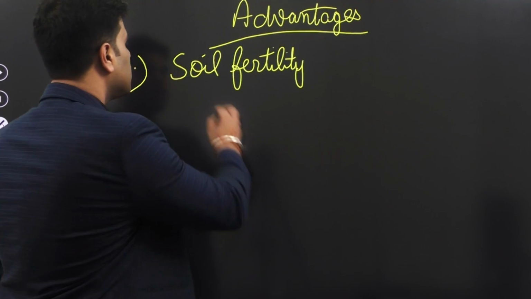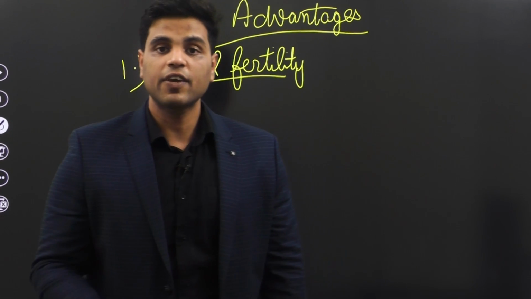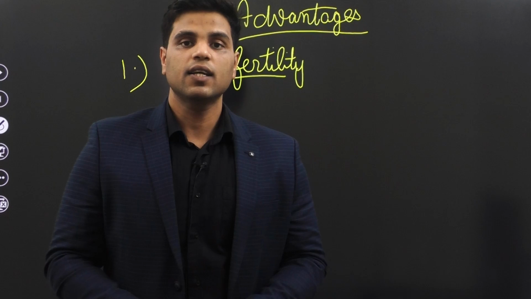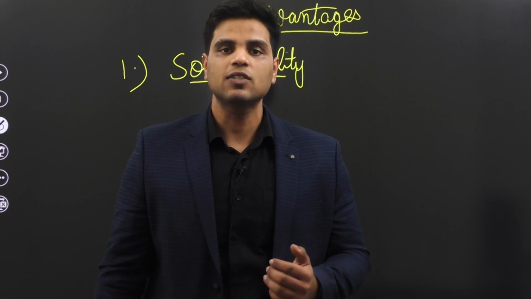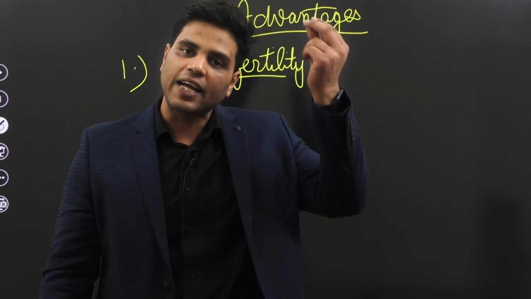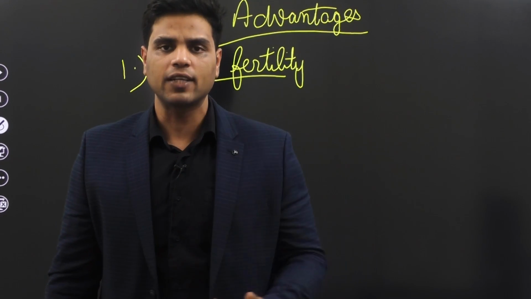So soil fertility would increase if you diversify. Diversification is very important for improving soil fertility. There is another example. If farmers start growing pulses on their lands, well, pulses have this quality of directly fixing nitrogen from the atmosphere. So you don't have to apply urea on your lands.